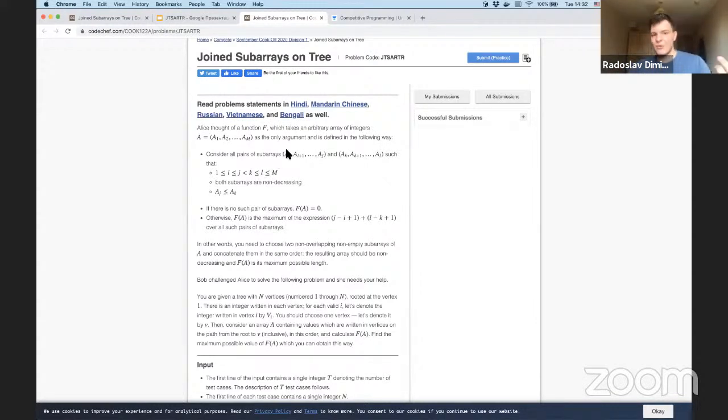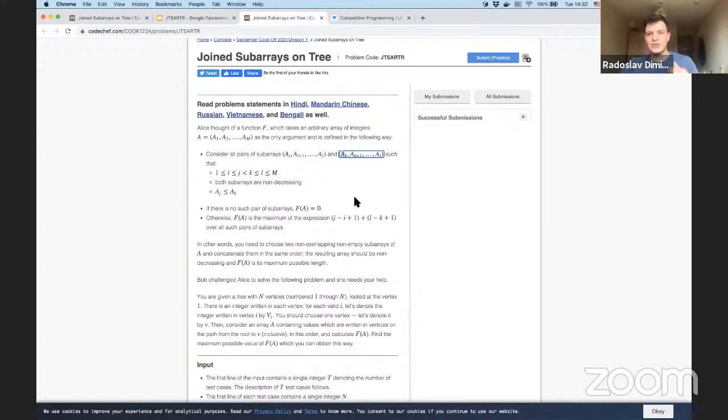Or in other words, more formally, we choose 4 indices. The first one is I, then we choose J, then K, and then L. I and J will define the bounds of the first subarray, and K and L will define the bounds of the second subarray. Those two subarrays should be non-intersecting. We want both of the subarrays to be non-decreasing, and also the last value from the first one, A_j, should be less than or equal to A_k.